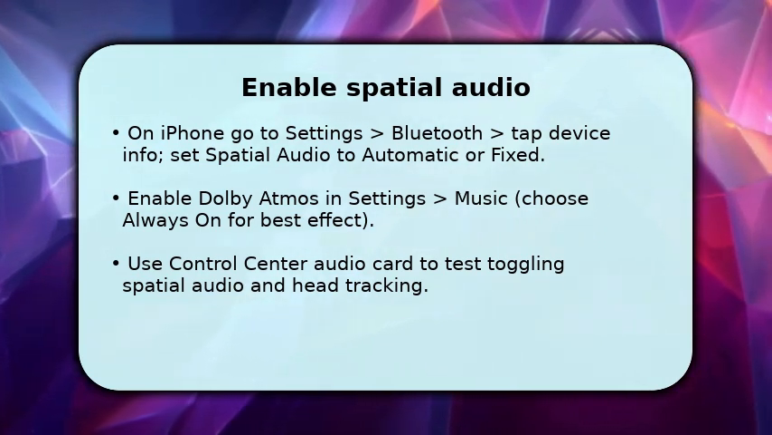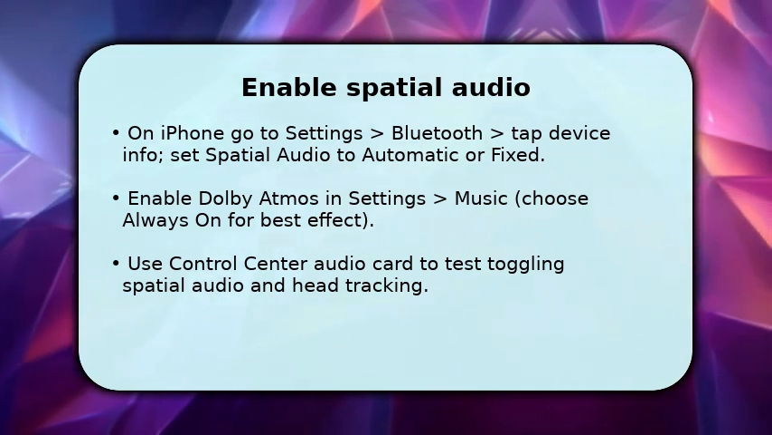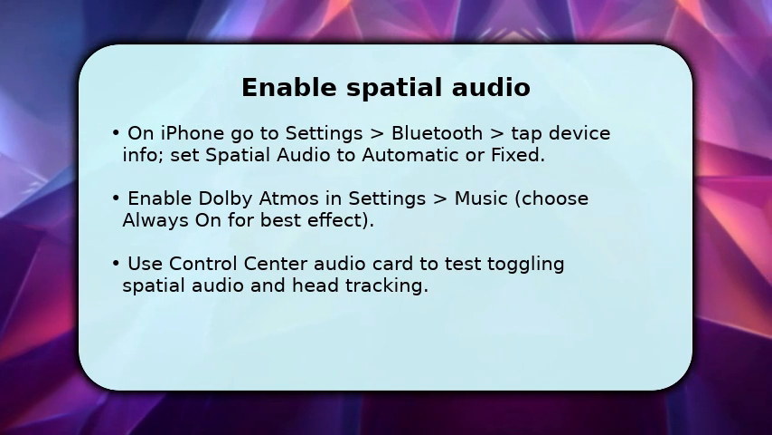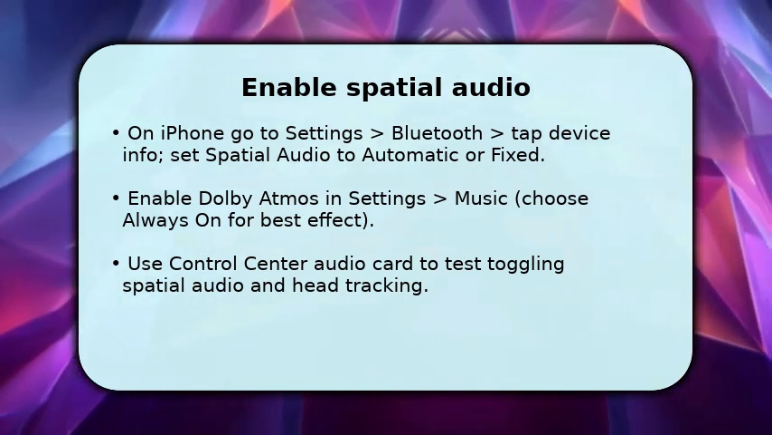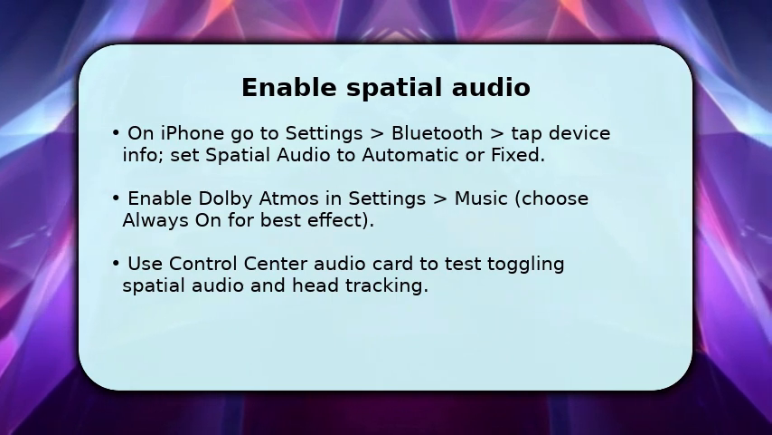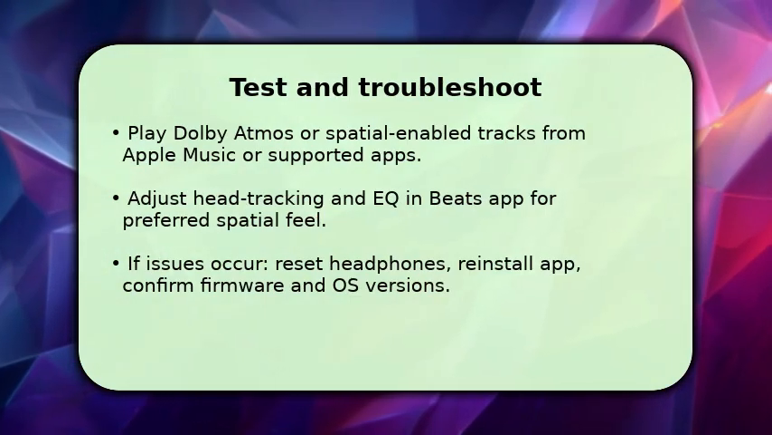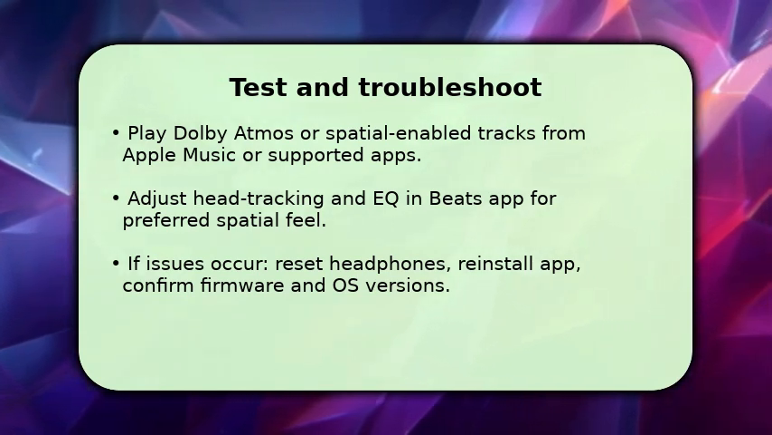Next, enable Dolby Atmos in music settings and set it to always on to prioritize multi-channel streams. Finally, use the Control Center audio card to toggle spatial audio and head tracking to confirm the headset and OS are exchanged. To finish, play verified Dolby Atmos or spatial-enabled tracks and listen for dimensional cues.